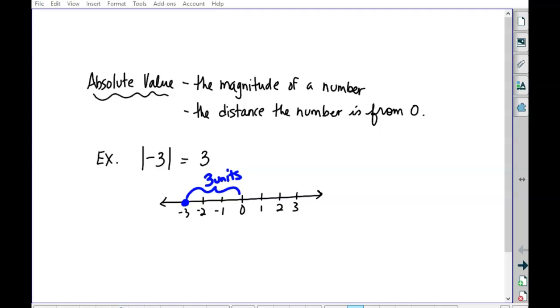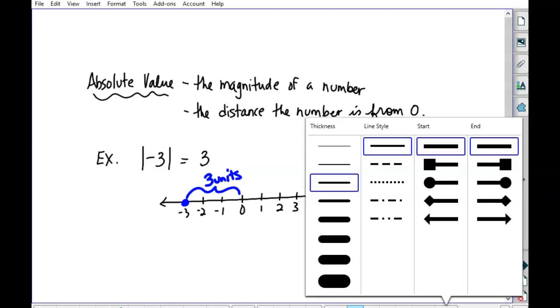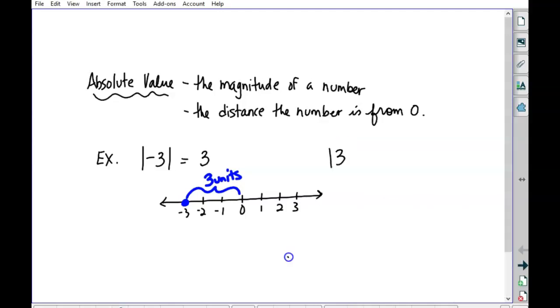If we plotted -3 on a number line, how far is it from 0? 3 units. Okay, if I gave you absolute value of 3, it's also 3. Because if I plot that on the number line, this is 3 units. So there's 2 possible expressions that give you the same answer with absolute value.